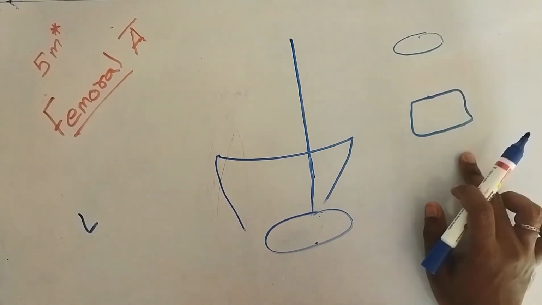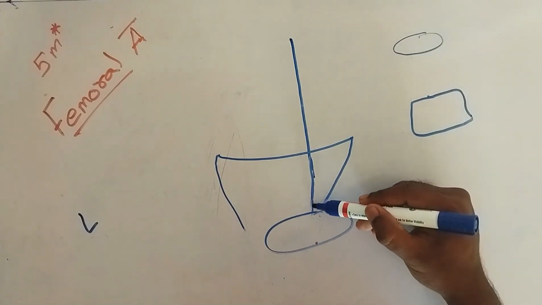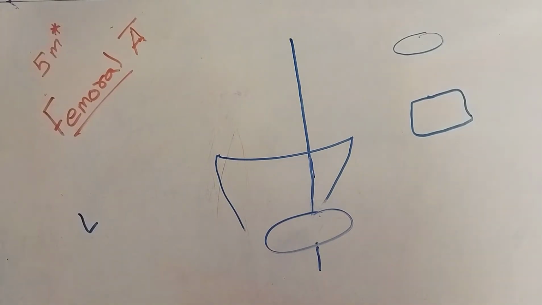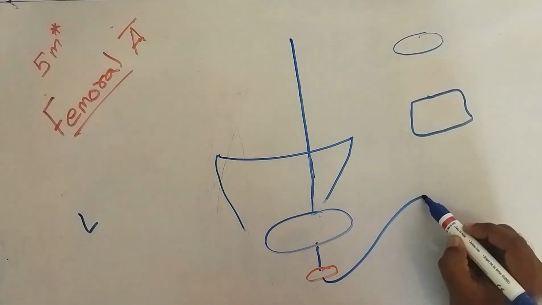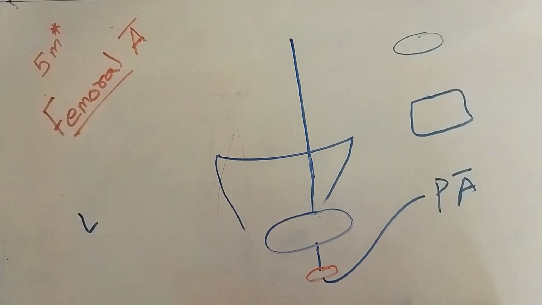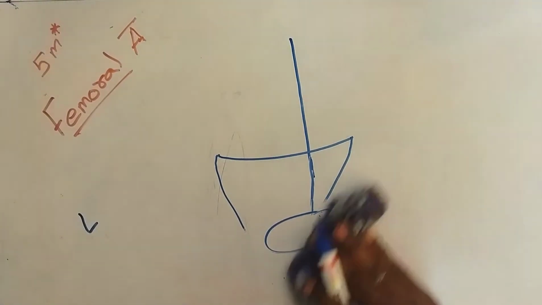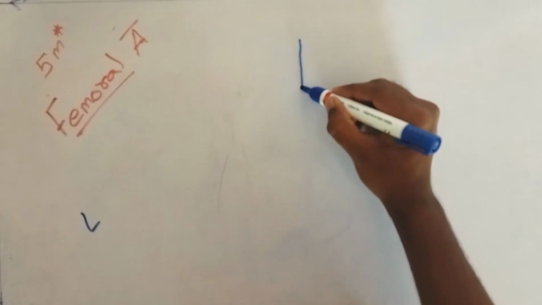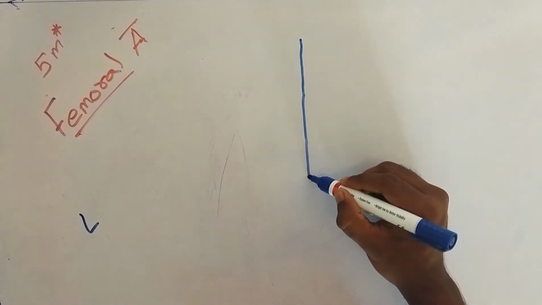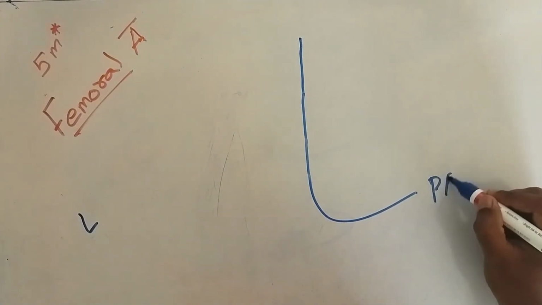Next, from the lower end of the adductor canal, it passes through an opening in the adductor magnus, and from the adductor magnus it continues as the popliteal artery. Its extent and course I will repeat again. It comes from the inguinal ligament into the femoral triangle, then into the adductor canal, then into the adductor magnus, and continues as the popliteal artery.